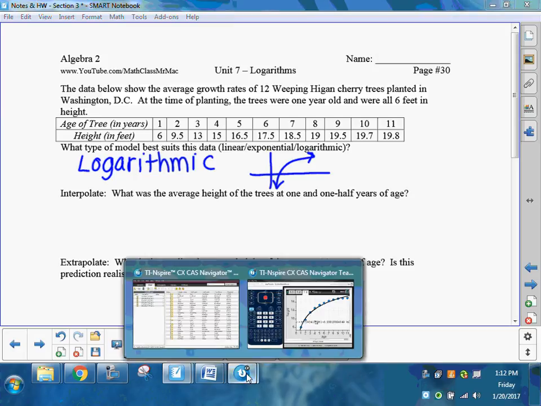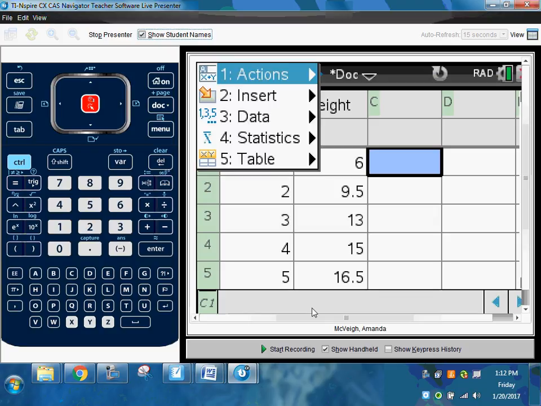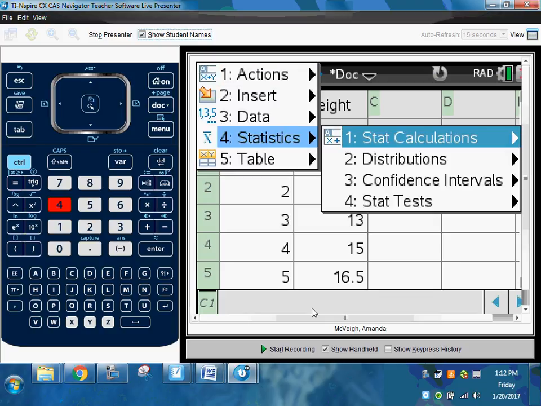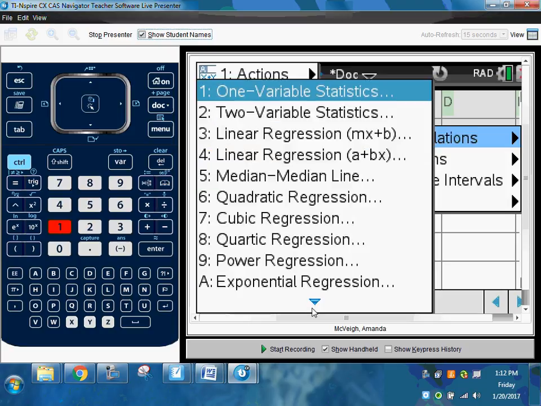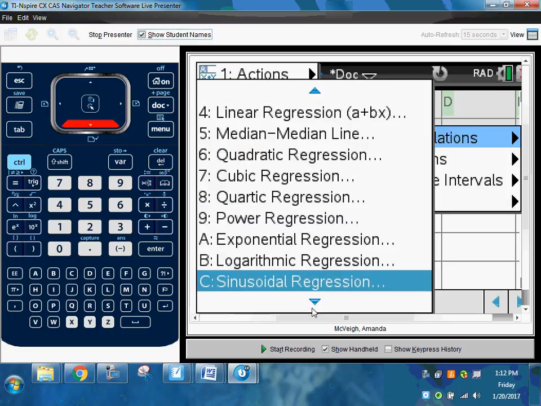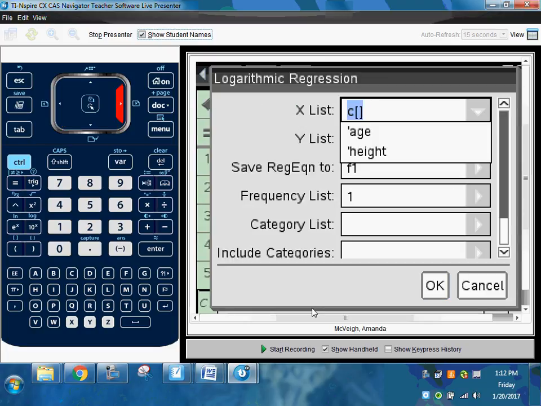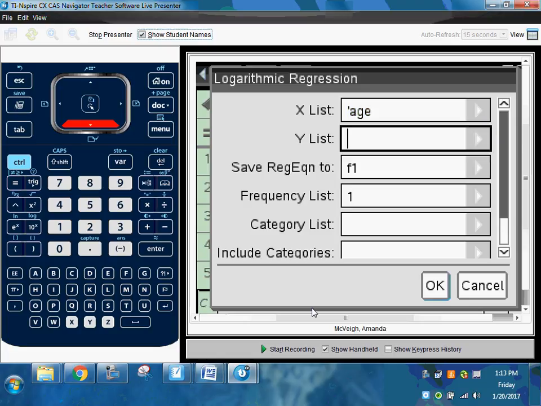Now, this is the part where you've got to make sure you bring your A game. Go into your calculators, please, and go to your stats screen. You're going to go to menu, go down to statistics, which is 4. We're going to run a stat calculation. Which choice am I going to pick? Well, scroll down. Which one says log regression? There you go. What's our X list going to be? Age. And our Y list is going to be height.